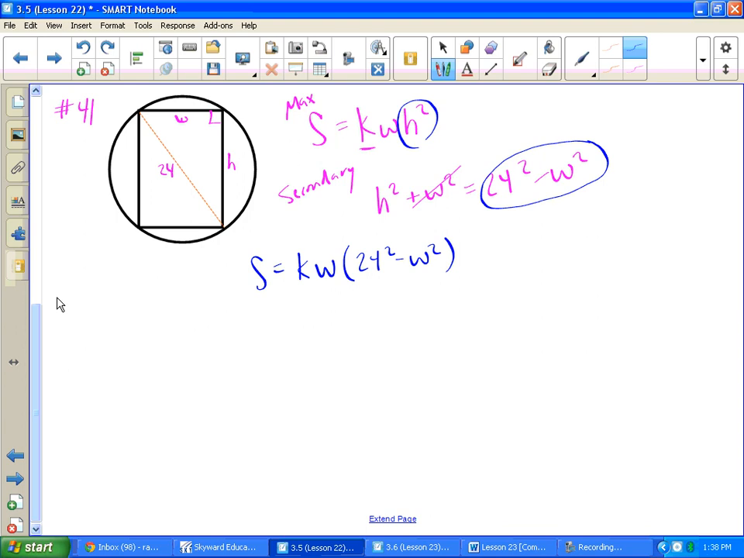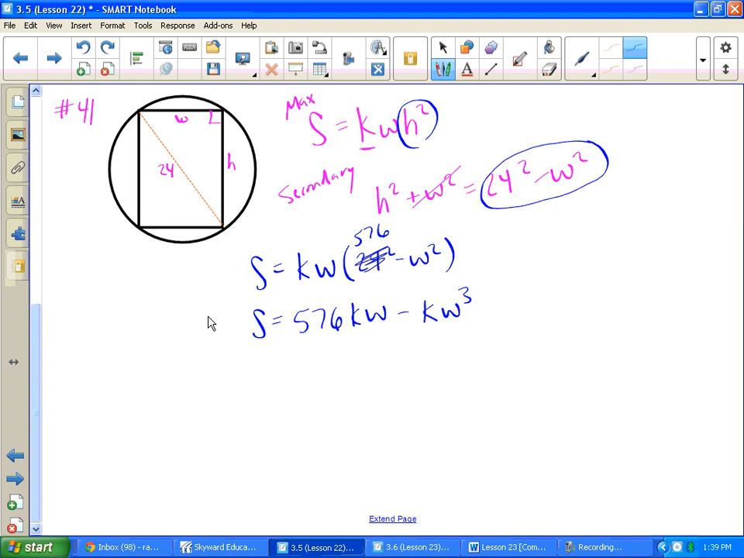Now remember, k is a constant, so when we take the derivative of this, we just treat it like a number. Okay. Now 24 squared, if you want to multiply it out, you can. If you want to just leave it like this, we can. Does anyone know what 24 squared is? What's it come to? 576. Okay, so let's just throw it in there. So this would be 576. All right, now I'm going to distribute this k w through to both of those. So I have 576 k w minus k w cubed. Does that look right to everybody?